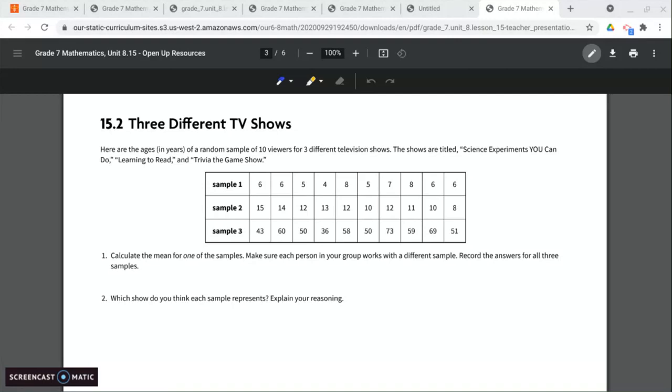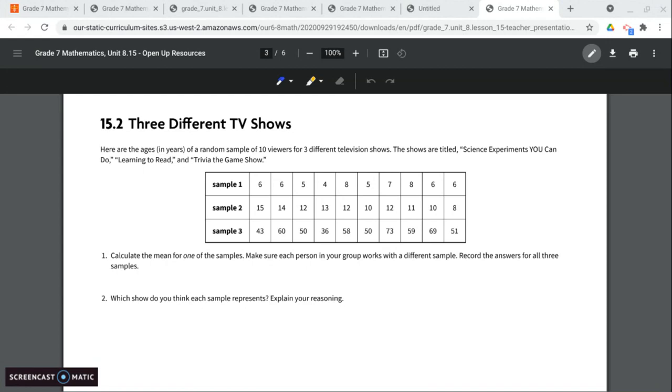So what we're looking at today is lesson 15, estimating population measures of center. We have 3 different TV shows. Here are the ages in years of a random sample of 10 viewers for 3 different television shows. The shows are titled Science Experiments You Can Do, Learning to Read, and Trivia the Game Show. Calculate the mean for one of the samples. Make sure each person in your group works with a different sample.